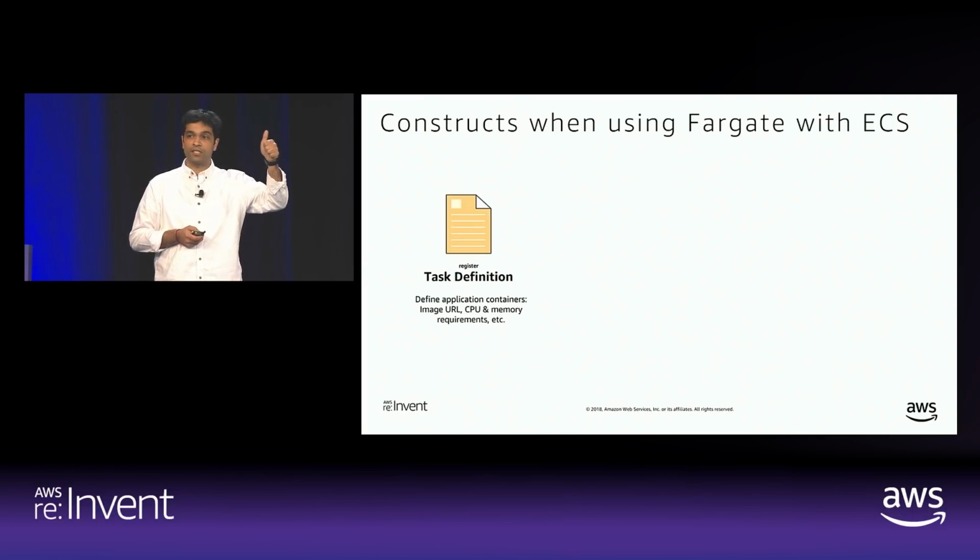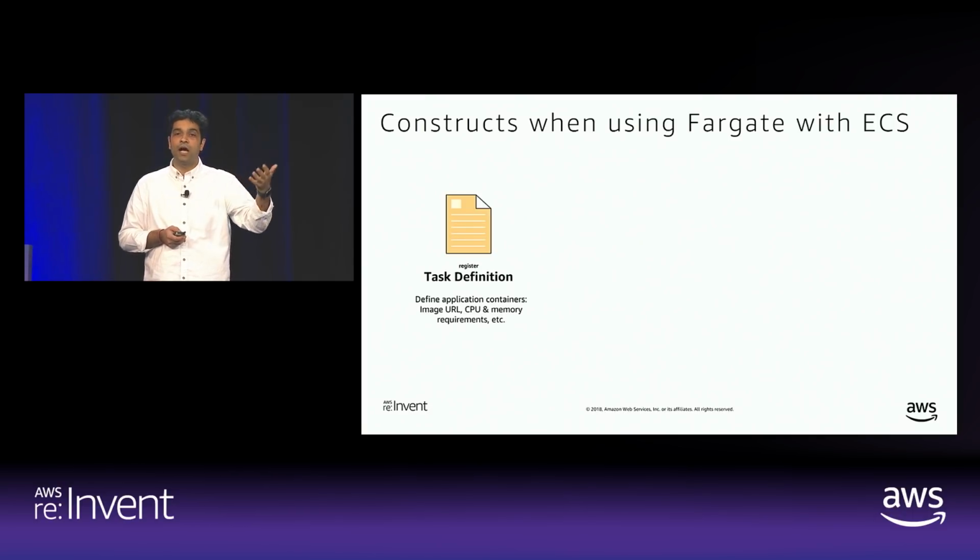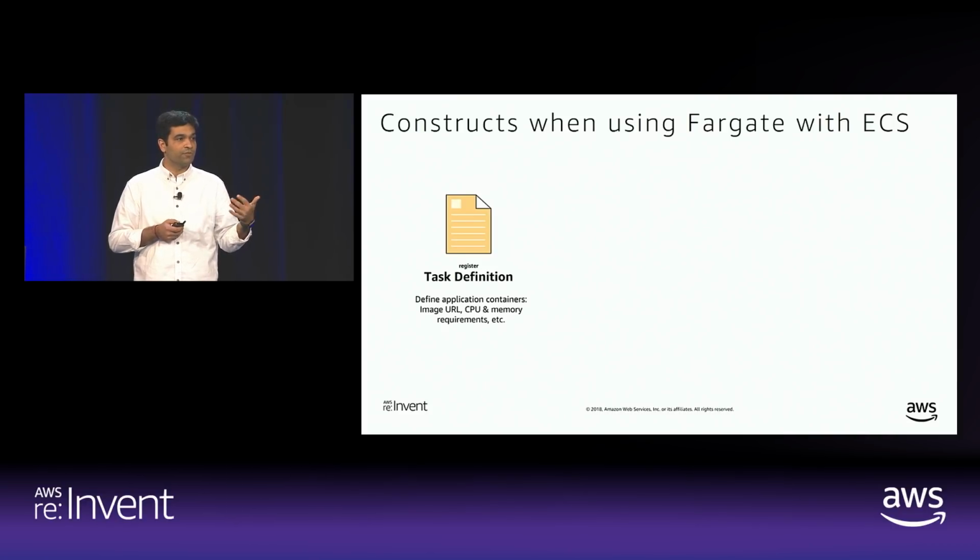The first is task definition. This is how I define my application. A task definition specifies the number of containers, up to 10 is what you can have, where are those images that I'm going to pull for them, what is the networking going to look like for those containers, what are the ports I'm going to expose, and what is the size of these containers, or the size of the task itself.